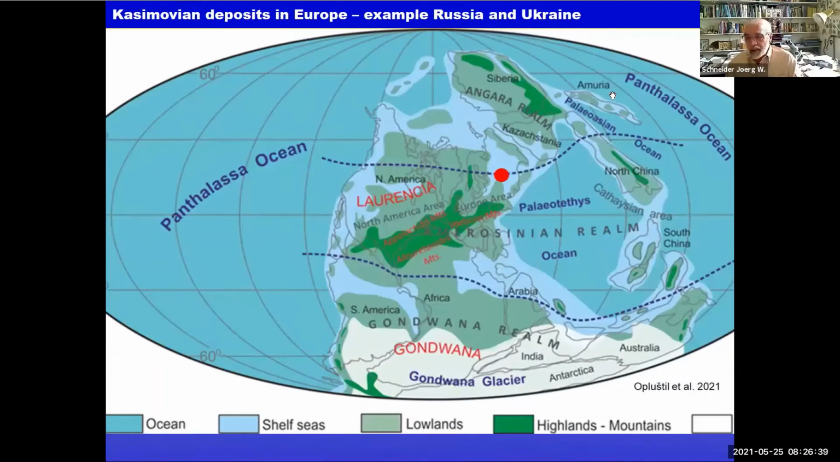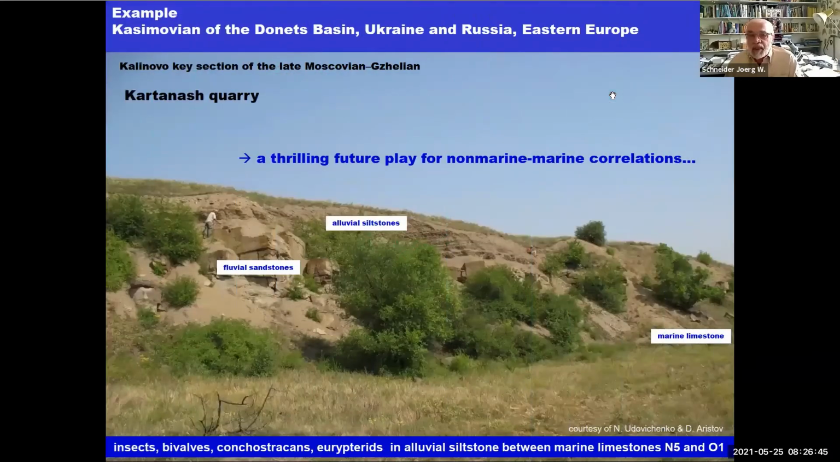And now a jump to the east, Russia and the Ukraine. There in the Donetsk Basin, in a former Carboniferous quarry, is one of the nice outcrops with marine limestone and fossil-rich alluvial plain deposits. It's a really promising future play for non-marine correlation.